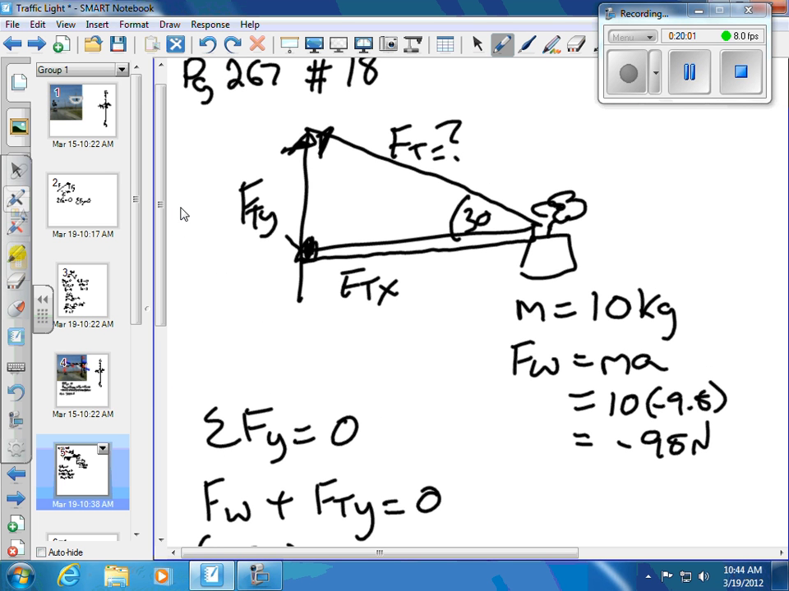One thing I didn't mention to you guys. Why didn't we divide the pot's weight in half? There's only one string acting on it. When we had two strings acting on the pole, we had to divide it in half because each string pulls with half. Okay?